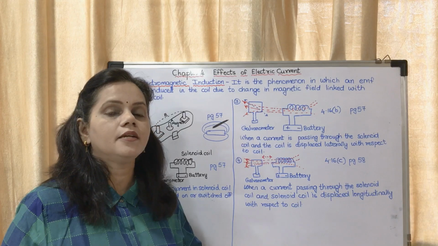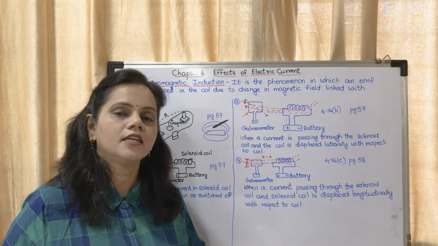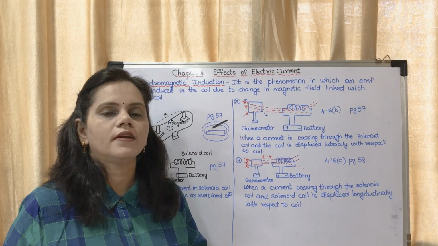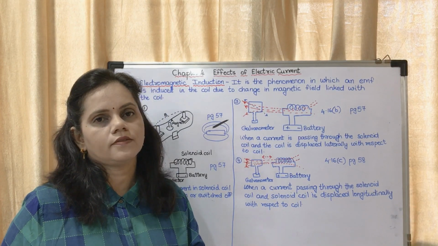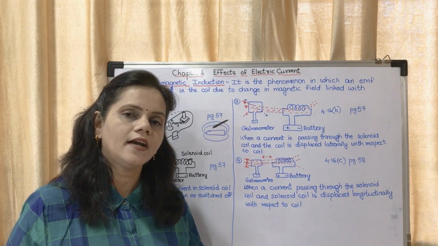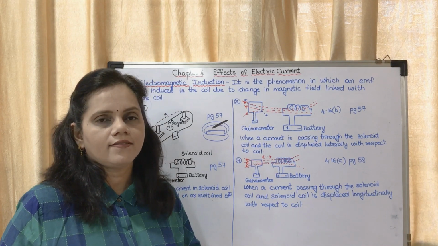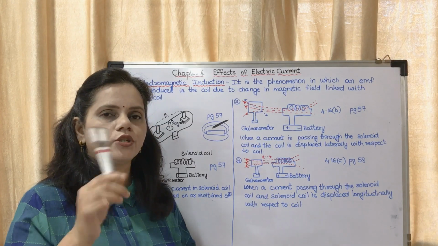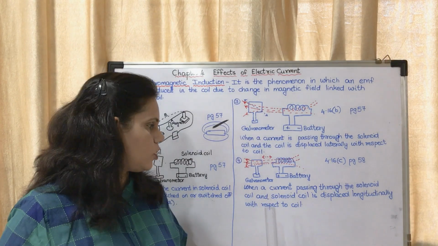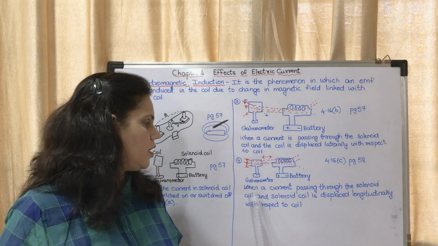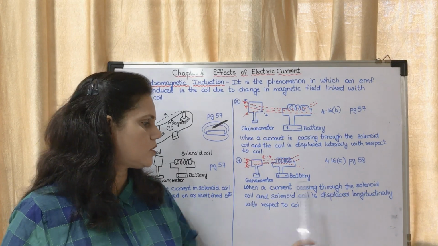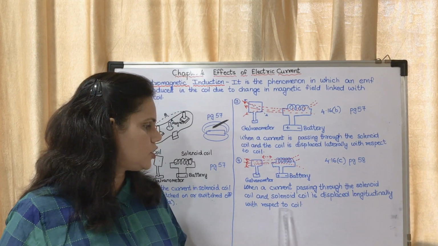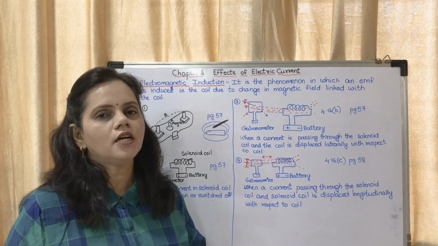The coil is sitting in between, and the lines of force are getting disturbed. So what will happen to the electrons? Electrons will get disturbed and they will start moving. Okay, and they will start moving. So the electrons move, the galvanometer shows deflection. So what is this experiment? When a current is passing through the solenoid coil and the solenoid coil is displaced longitudinally with respect to the coil.